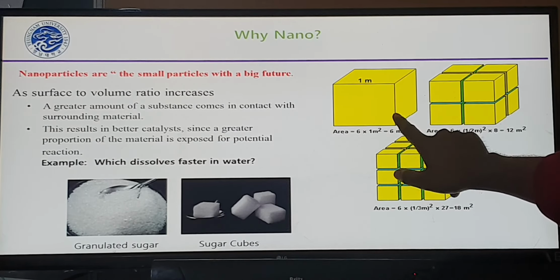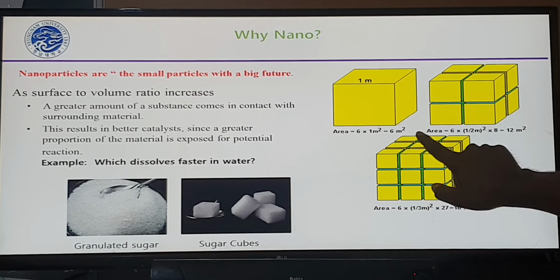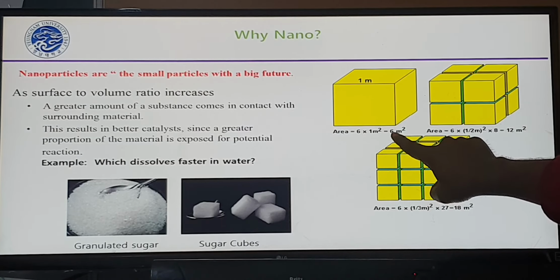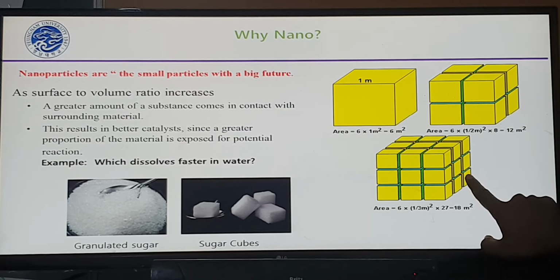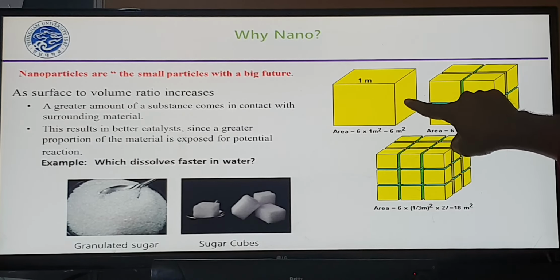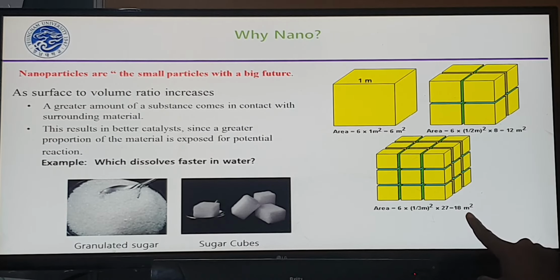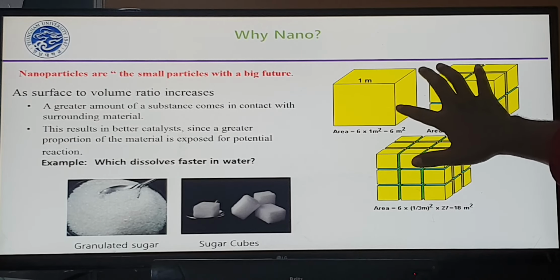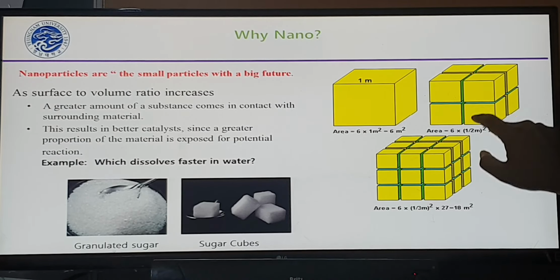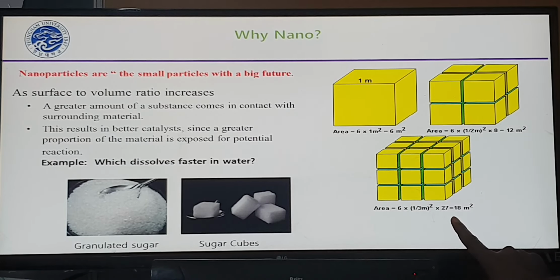The same material, if you divide into 8 parts, its surface area increases from 6 meter square to 12 meter square. For example, if you divide the same cube into 27 equal parts, then the surface area is 18 meter square. That means from a bulk material, from a big material, as the size of the parts decreases, we can simply say its surface area is increasing.